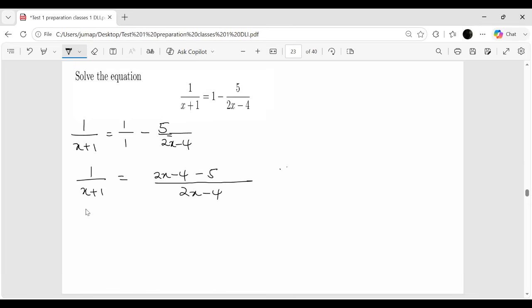As a result, you're going to have 1 over x plus 1 is equals to 2x minus 9 over 2x minus 4. When you reach here, you cross multiply, you're going to have 2x minus 4 is equals to x plus 1 times 2x minus 9.